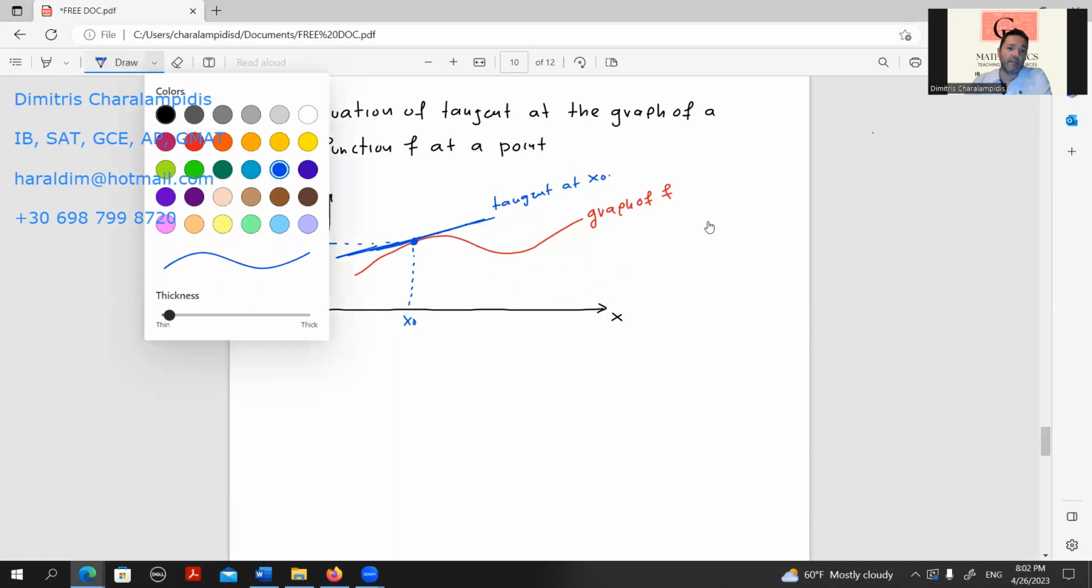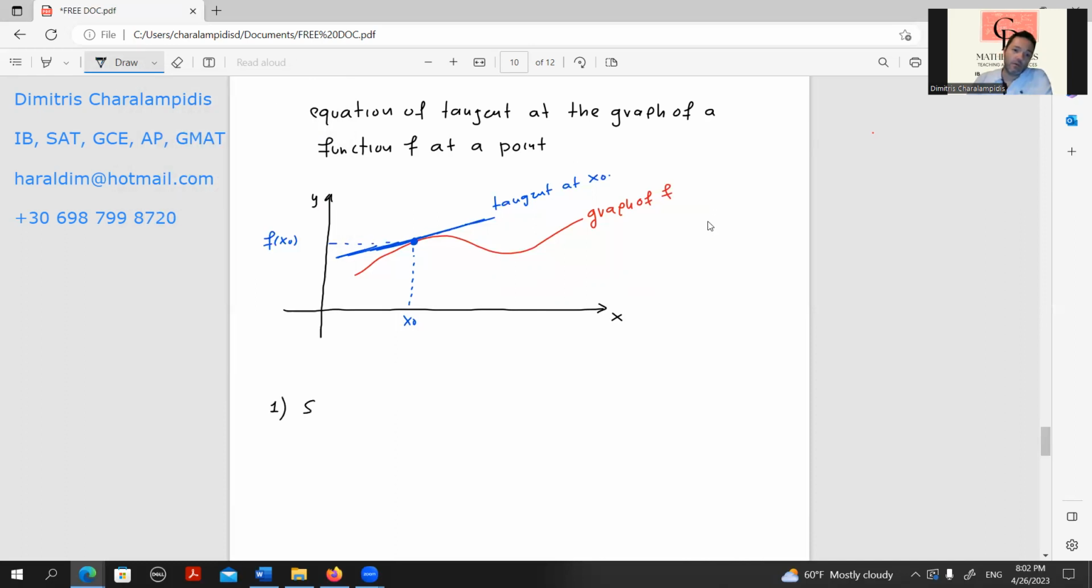First of all, the slope of tangent at x0 is equal to f derivative of x0. And this gives us a first geometrical interpretation of what the derivative means. The derivative of a function f at x0 is nothing more or nothing less than just the slope of the tangent line at that point.